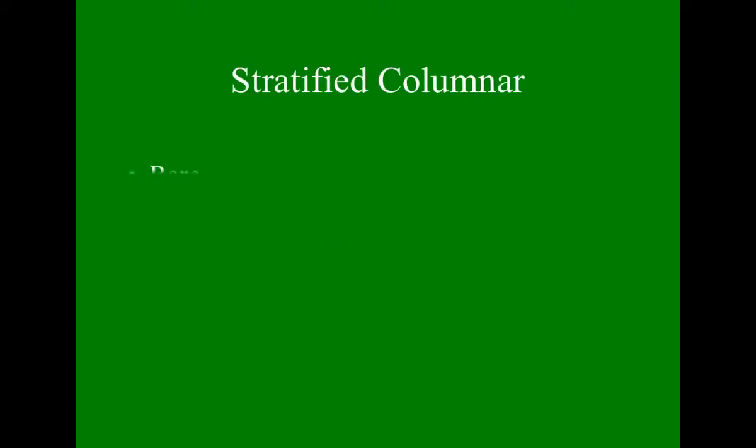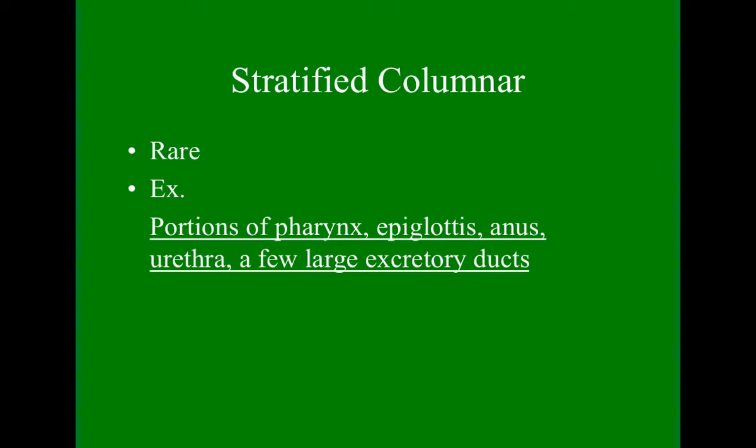Stratified columnar is also rare within the body. We find these in portions of the pharynx, which is like the back of your throat, the epiglottis, which is the flap that actually covers your trachea and prevents food from going down into your lungs, the anus, the urethra, and a very few of the large excretory ducts within the body.